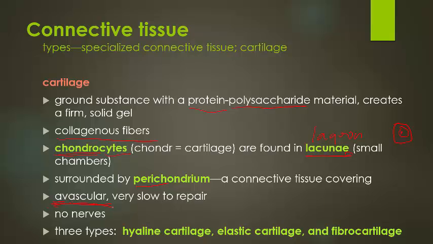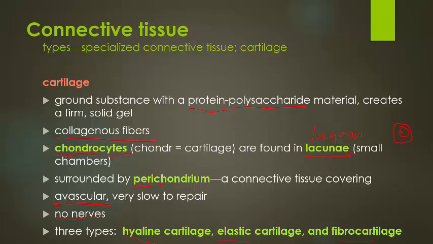So because there's relatively little blood supply, and sometimes no blood supply at all, cartilage tissues can be very slow to repair because they don't get sufficient nutrients or oxygen to be able to repair. Some cartilages, if they're damaged, can't repair at all. There are no nerves found, no nervous tissue found in cartilages. And they can be classified into three types of cartilage. There's hyaline cartilage, elastic cartilage, and fibrocartilage.